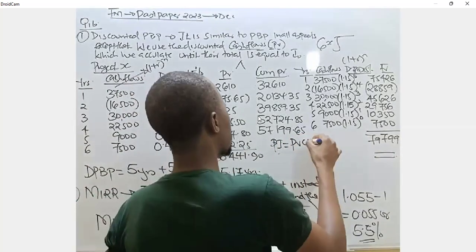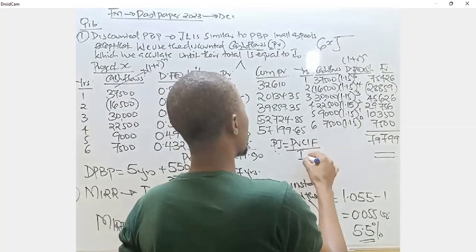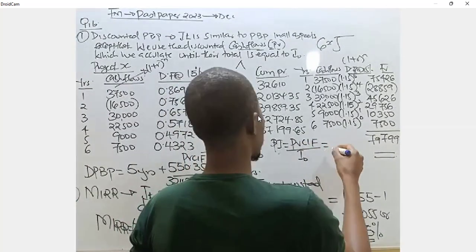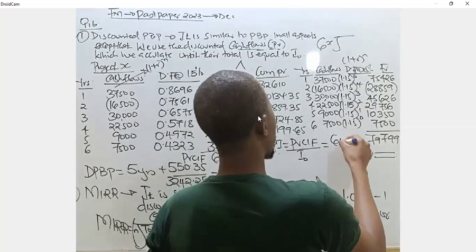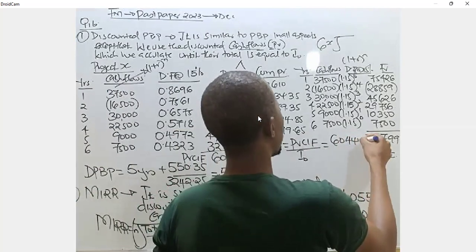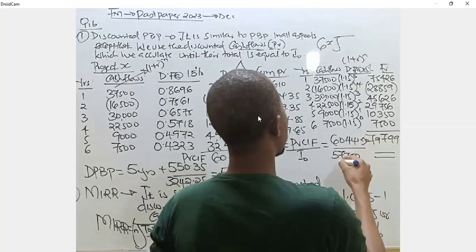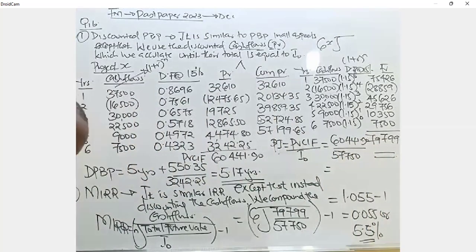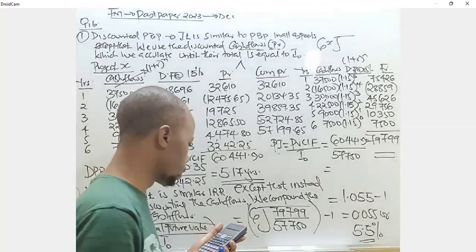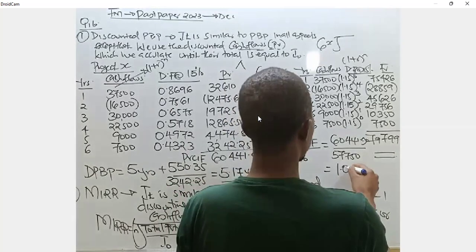So you remember when you are calculating your profitability index, we said you take the present value of the cash inflow and divide it by your initial outlay. So the present value of the cash inflow of project X will be around 60,441.90. You divide it by 57,750. So how much is this? You are getting around 1.05.